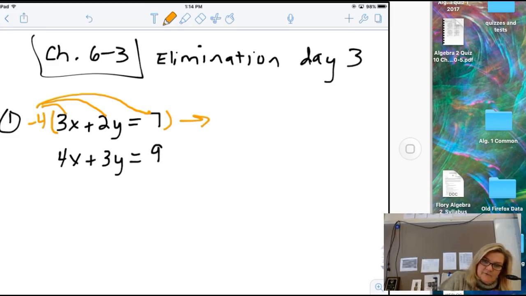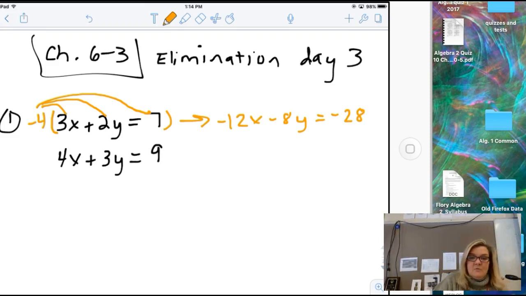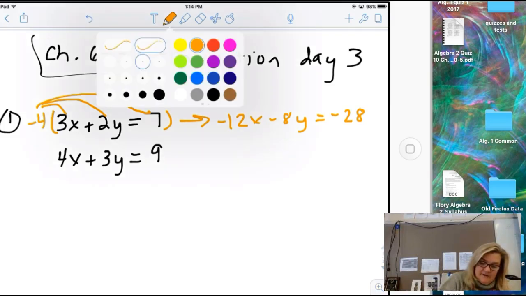So let's do that one out first. -4 times 3x is -12x. Then I have -4 times 2y, which would give us -8y. And then -4 times the 7, which would give us the -28. Like I said, I'm going to get rid of the x's. So what do I need to multiply this whole second equation by to make that into a 12x? I'm going to multiply it by 3.